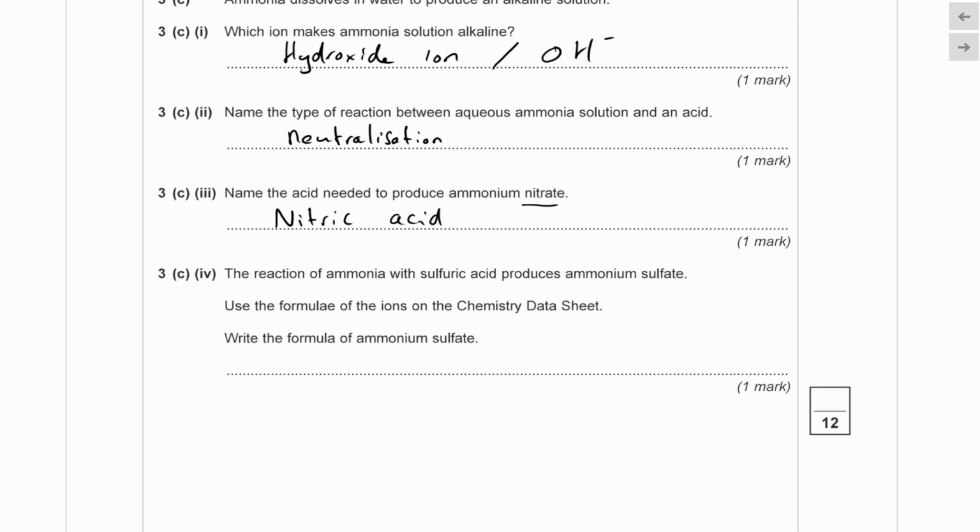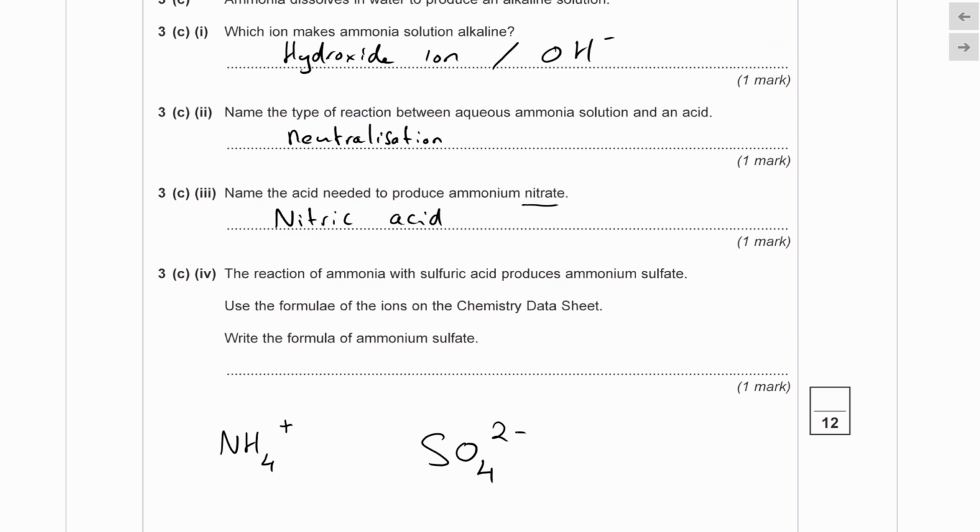All right. Part 4, it says the reaction of ammonia with sulfuric acid produces ammonium sulfate. Use the formulae of the ions in the chemistry datasheet and you can write the formula of ammonium sulfate. Now, ammonium is an NH4 ion and it is a positive ion. It is positive 1 charge. Sulfate, if you look, is SO4, but it is a 2- ion.